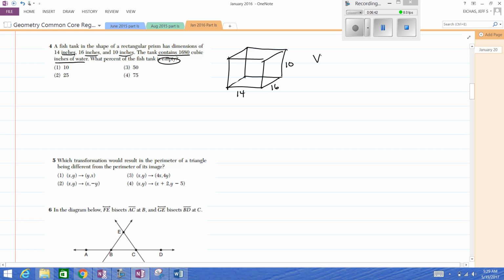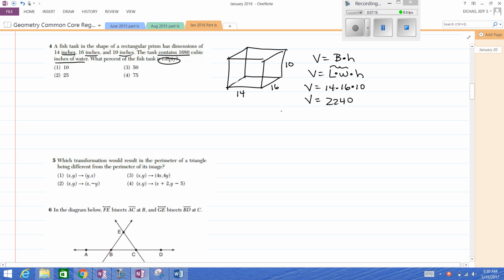The volume is going to be base times height from your formula sheet. We know it to be length times width times height. And it's simple. The area of the base is the length times width. So we'll say 14 times 16 times 10, and that is 2240. So that's if it's full. It'll hold 2,240 cubic inches of water.